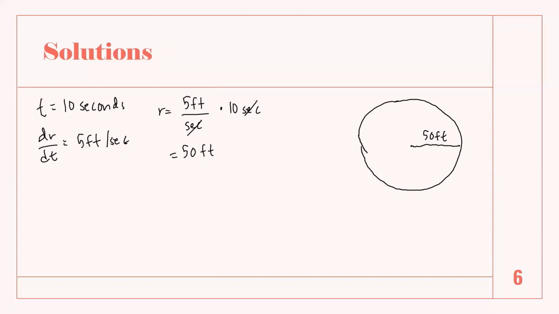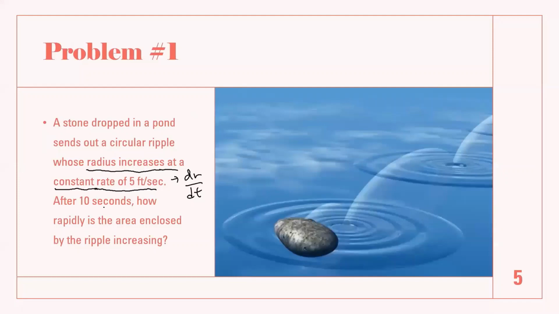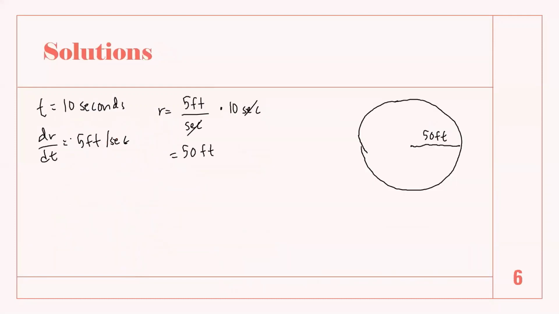Okay, so going back to this problem, the 10 seconds is t. Okay, so how rapidly is the area enclosed by the ripple increasing? So that rate is dA over dt. But the question is, do we know the value of dA over dt? Of course not yet. That's why we're going to write a question mark. Okay, since the figure is a circle, we can state the area of the circle. Okay, next we're going to differentiate both sides with respect to t.